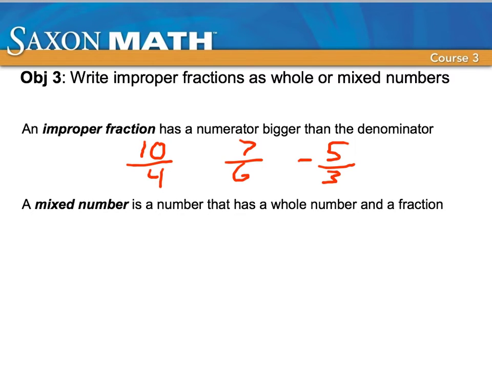A mixed number is a number that has a whole number and a fraction. So a mixed number would look something like 2 2/3, or negative 3 4/5, where we've got a whole number with a fraction. That's like saying 2 2/3 is 2 plus 2/3. Negative 3 4/5 is like negative 3 plus negative 4/5. Putting them together, let's use that to talk about objective 3 on the next slide.